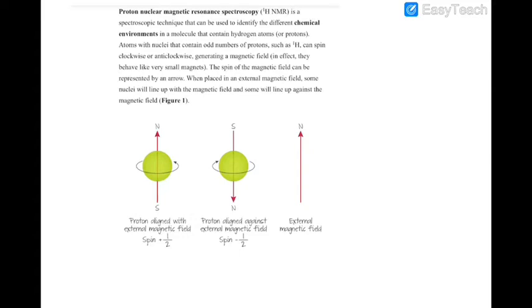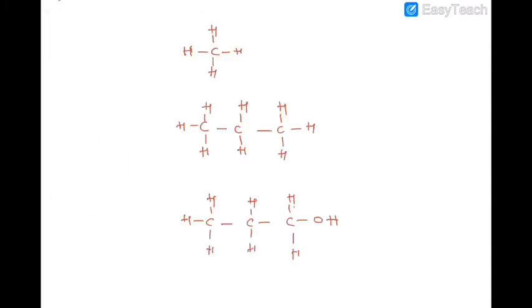Let's see proton NMR. NMR is a technique that is used to determine the different chemical environments that hydrogen atoms are present in a molecule. For example, if you have these three different molecules, if we look at the methane molecule, you have these 4 hydrogens, they are all bonded to a carbon. So these 4, we say that they are equivalent. So these are in the same environment.